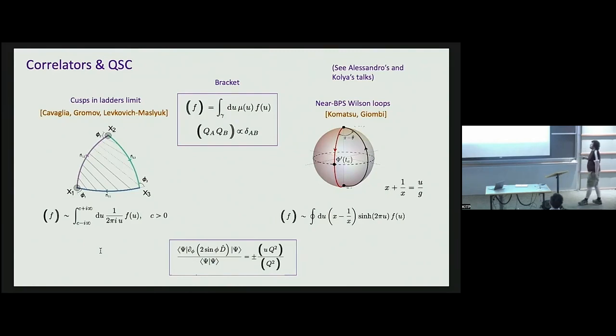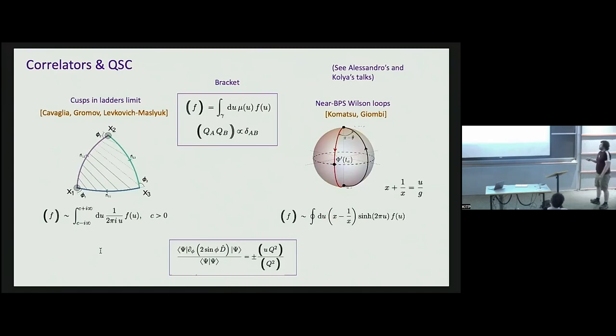So in both of these setups, the bracket is actually quite different, but still very simple. So for example, here, the measure is just a simple 1 over 2 pi i u, and the contour is essentially a vertical line in the complex plane. Whereas here, the measure involves the Zhukowski variable x, which satisfies x plus 1 over x equals u over g, where g is related to the coupling constant. And the contour is just a circle which goes around the short cut of the Zhukowski variable.